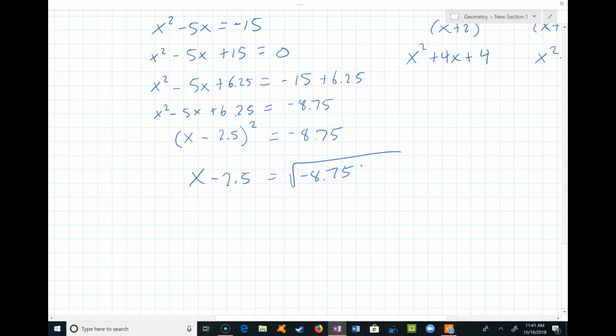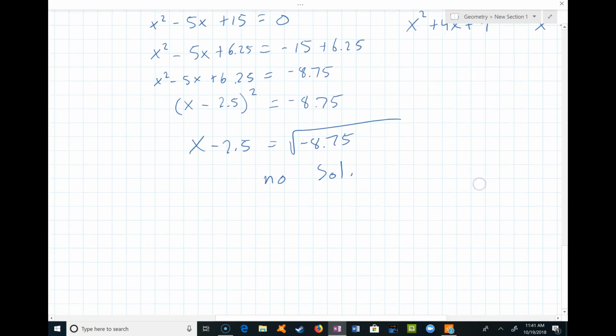And we run into trouble. Everyone see the trouble we have here? I'm trying to take the square root of a negative number. So what does that tell me? Well, I cannot take the square root of a negative number, which means that there is no solution for this. So I'd stop and say no solution.